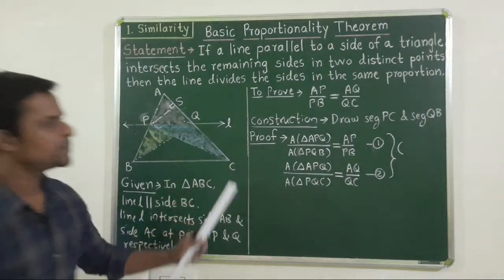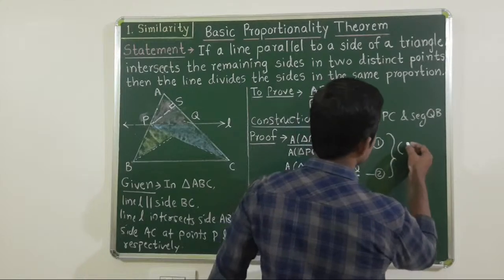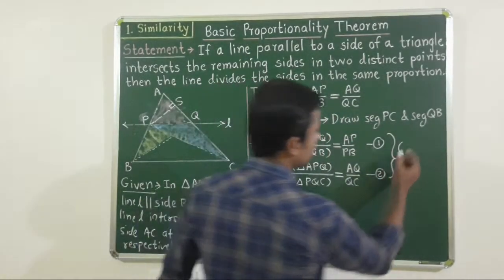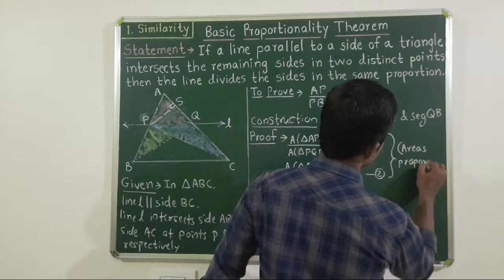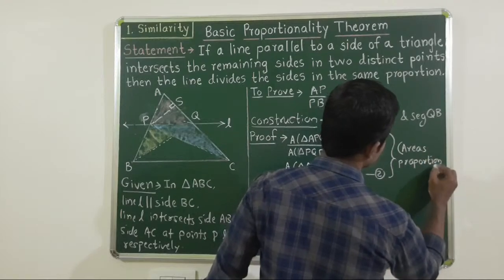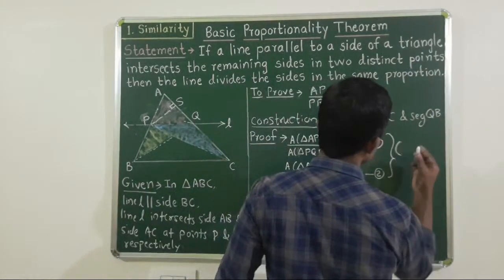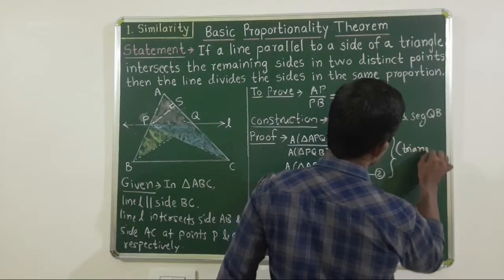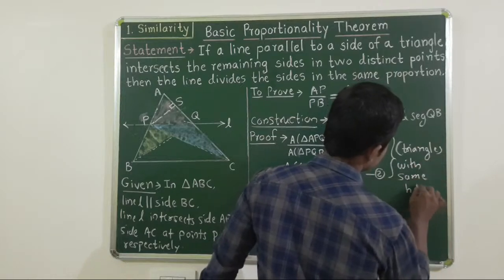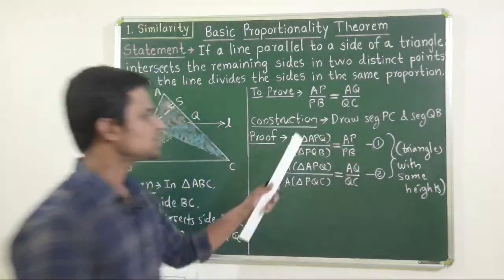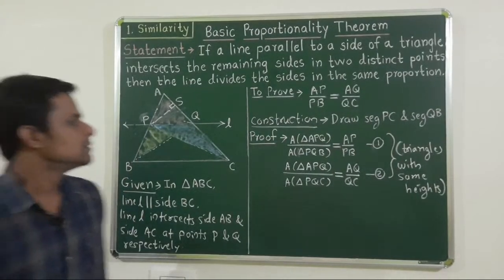Or we can write property about areas of ratios of two triangles or triangles with same height, that this is also reason correct. Or I am going to write in short, that is triangles with same heights. Triangles with same heights means these are two triangles with same heights, and these are the two triangles also with same heights. Now these are the two pairs.